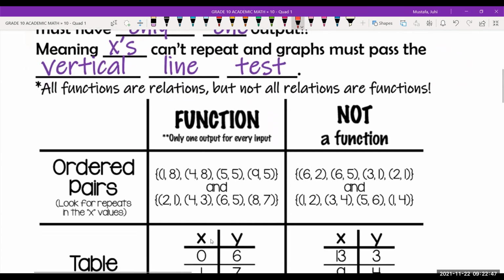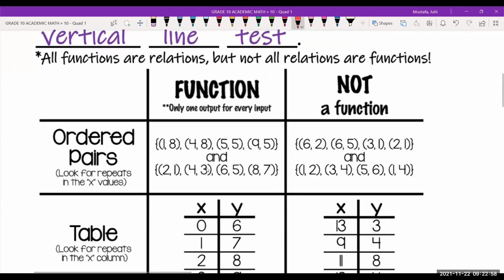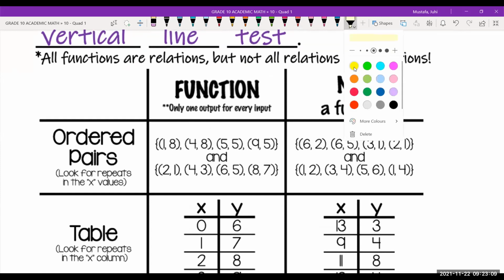So in this first column over here, these are examples of functions. So only one output for every input. And for this column over here, these are everything that is not a function. So let's look at ordered pairs. What do you notice about the ordered pairs under the function column? And then what do you notice about the ordered pairs in the not a function column? Tell me if you notice a difference of something. Safir?